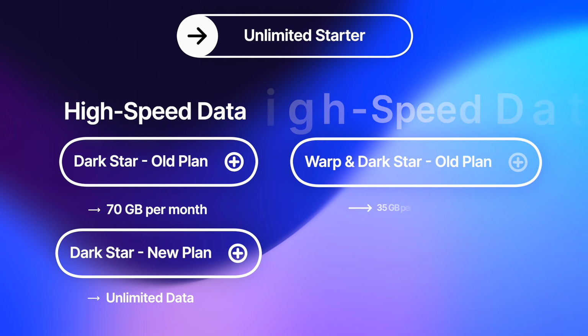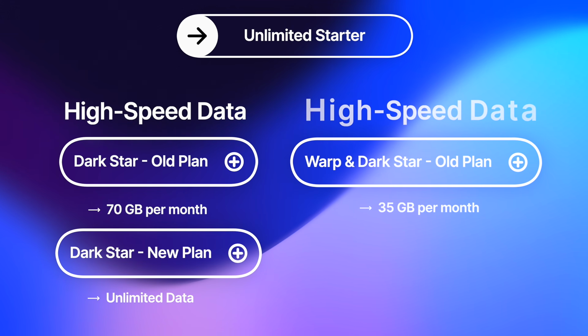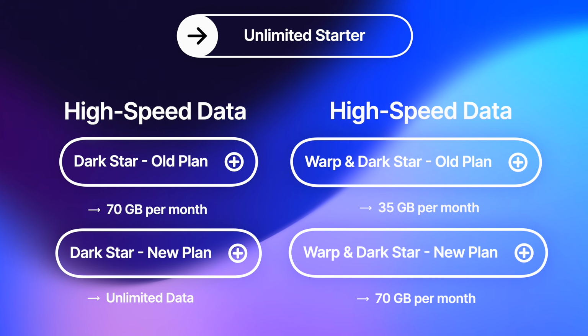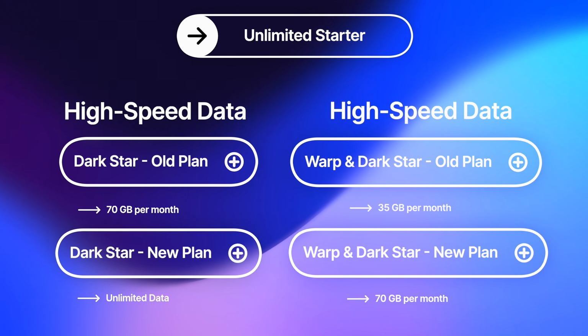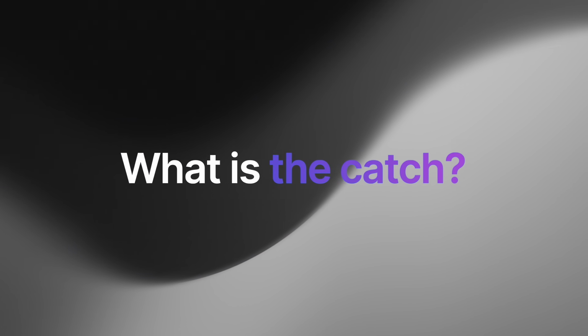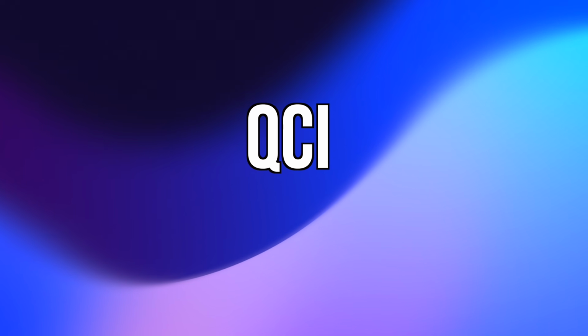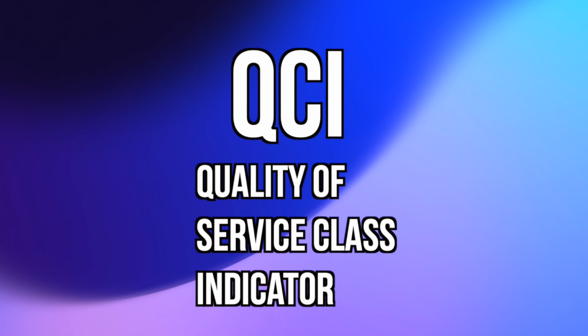Now on the Warp and Lightspeed networks, the high-speed data allotment jumped from 35 gigabytes per month to 70 gigabytes per month. This is doubling the amount of data that you had for the same price that you were paying before. You're probably thinking that there has to be a catch in all of this. Well, the data priority levels are changing a little bit. To add another layer of terminology and complexity to this cell phone stuff, there are things called QCI, or Quality of Service Class Indicator levels.